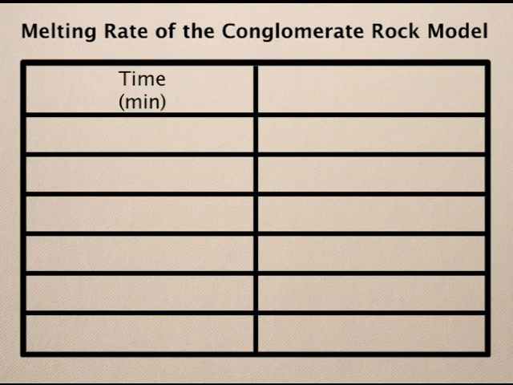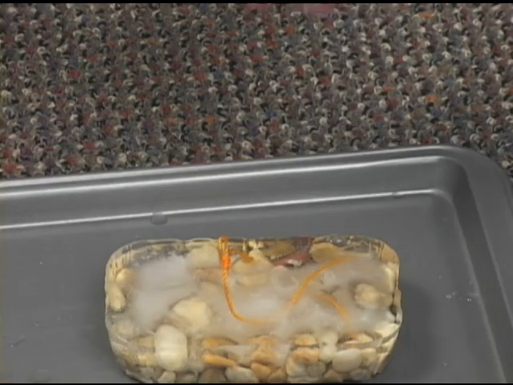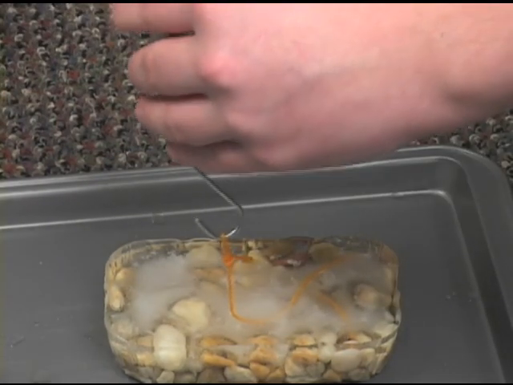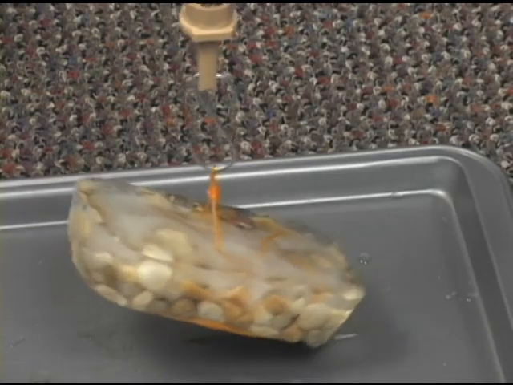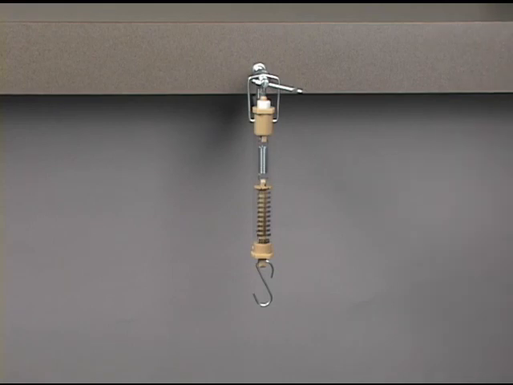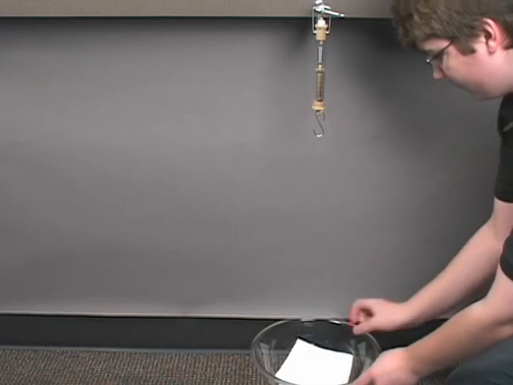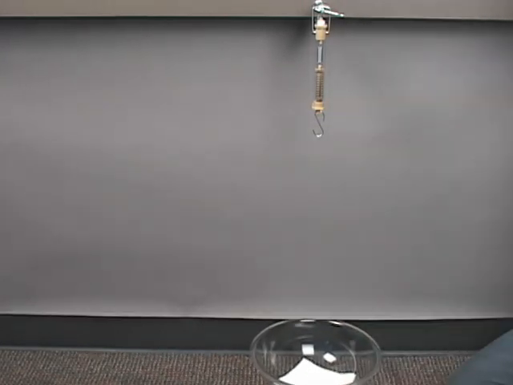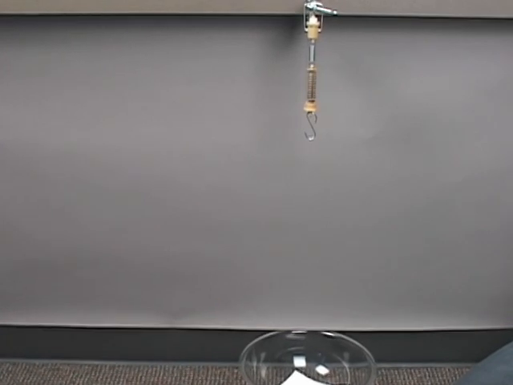with columns for the time in minutes and mass in grams. To investigate the melting rate, we tied a loop in the conglomerate model's string and then hooked the spring scale to it. We used string and a clamp to hang a spring scale from a countertop and used a bowl to catch the water. We also placed paper towels below the melting model so the falling stones didn't scratch anything.